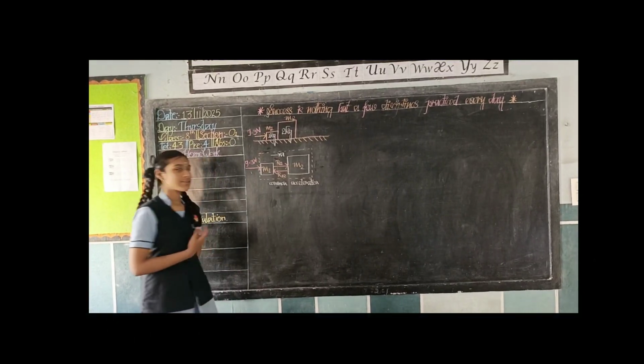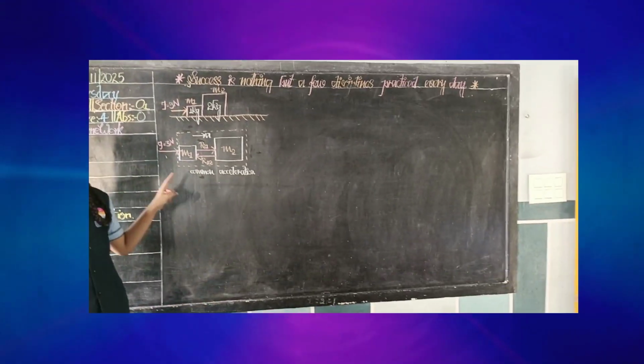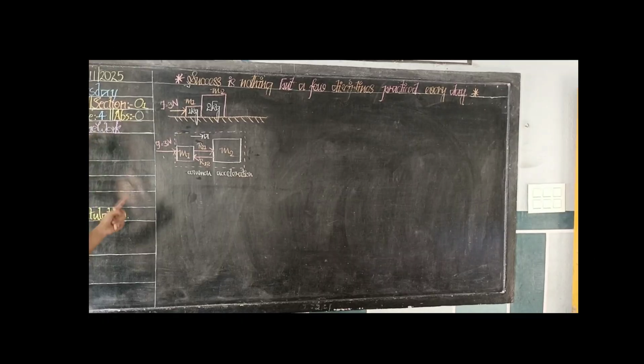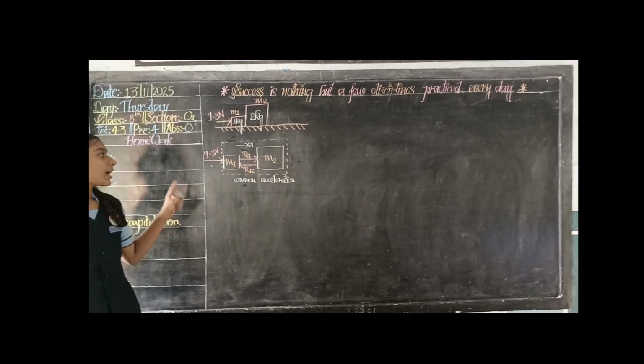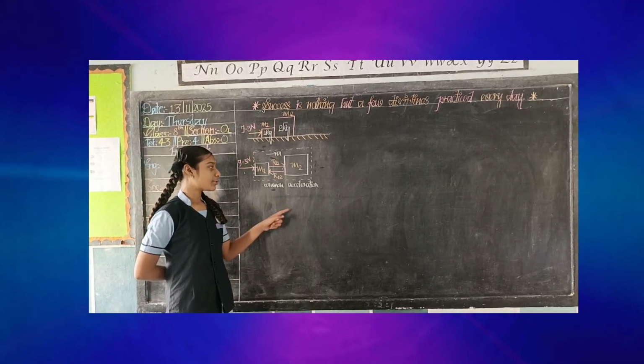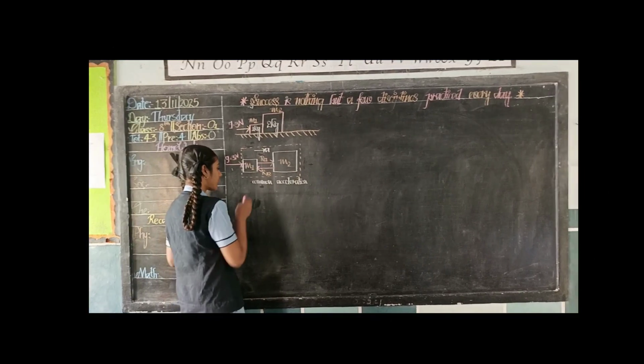There are two bodies placed across this. One is 1 kg and another one is 2 kg. Let us take 1 kg as M1 and 2 kg as M2. And there is a 3 newtons of force applied on this body. We are just pushing the M1 body, but due to the contact between M1 and M2, there is a common acceleration. Now let us find the acceleration.